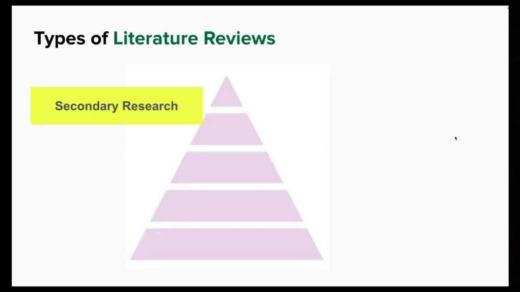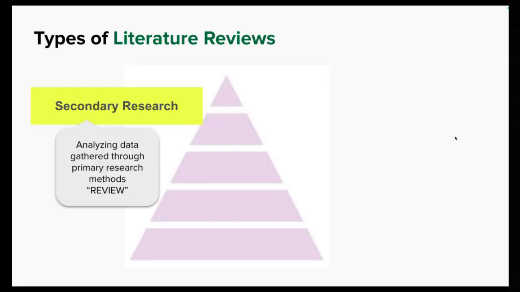For secondary research, for primary research, you're going out and gathering data firsthand, and that's the data that ultimately you will be reviewing as part of your narrative review, which is considered secondary research. So for secondary research, the keyword is review. You're looking at data that has been gathered through your primary research methods.